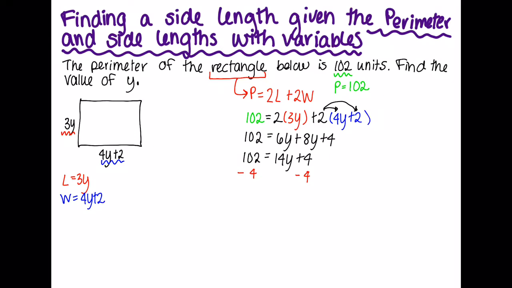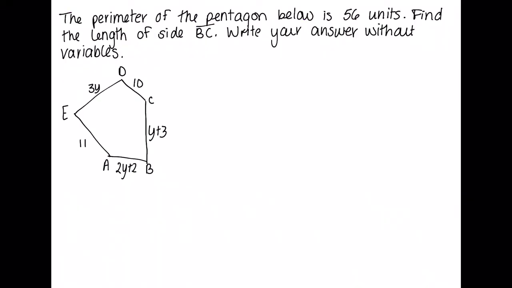Subtracting 4 off both sides. So 102 minus 4 is going to be 98, equal to 14y. And then we divide by 14 to get y by itself. And 98 divided by 14 is going to give you 7. So you end up with y equal to 7 as your answer. And that's that.